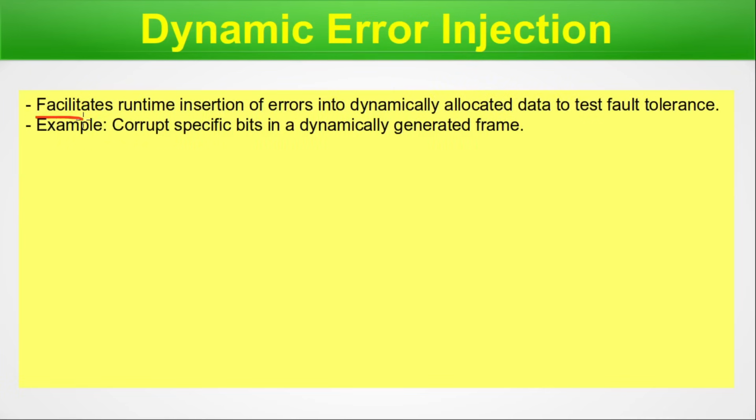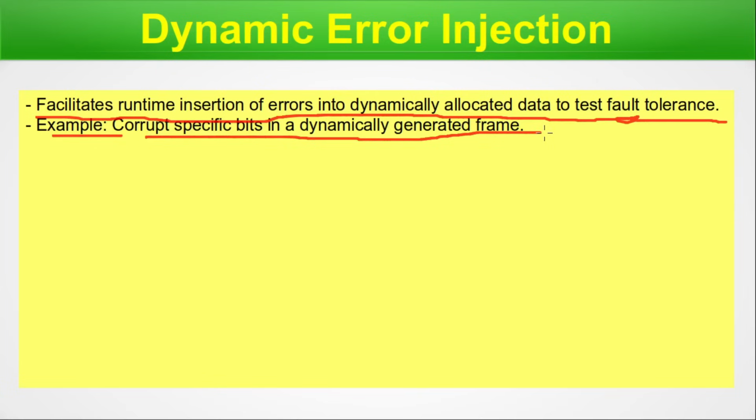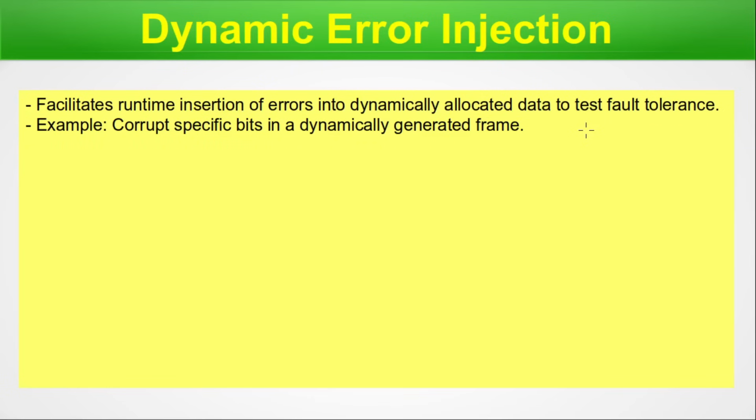Dynamic error injection. Fault tolerance is a key part of the verification. With dynamic allocation, we can inject errors into data at runtime to test error handling mechanisms. Thus, it facilitates runtime insertion of errors into dynamically allocated data to test fault tolerance. Example, corrupt specific bits in a dynamically generated frame. This is a realistic scenario because when TX and RX are exchanging data packets between each other, there could be a fault in some of the packets because of any reason. We can simulate that using this. So let us see the example.